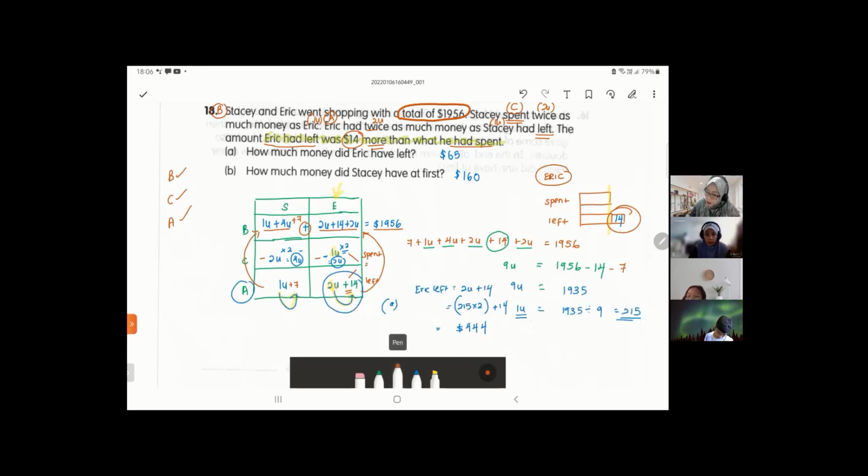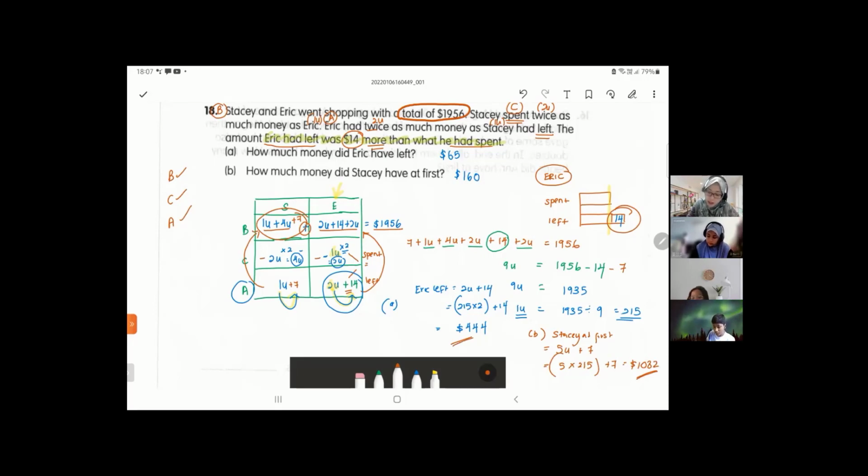Now for part B, I want to know how much money Stacy had at first. So Stacy at first, which means this information, right? Which is 5 units plus 7. Stacy at first will be 5 units plus 7. 5 times 215, answer plus 7. The answer will be 1082. That's the answer for part B, and that was the answer for part A.